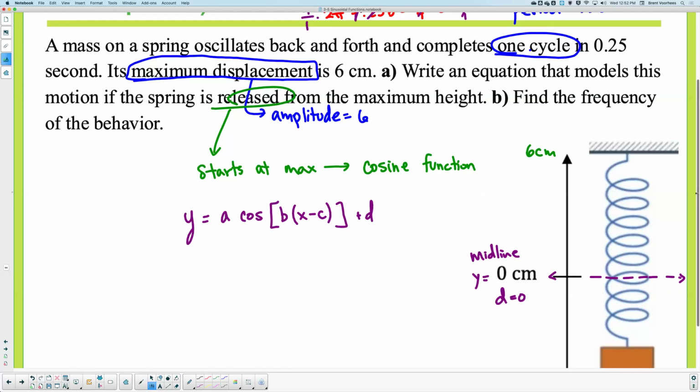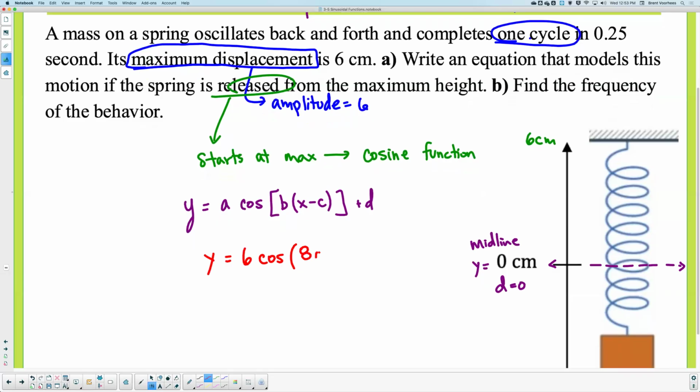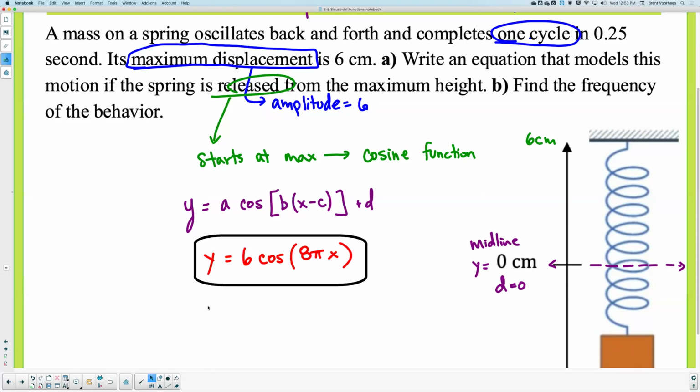So let's plug in all of our equation. Y equals, what's our a? 6 cos. Do we have a c? No shift left to right. Therefore, I'm not going to do the parentheses and the bracket, so I'm just going to do one parentheses. What's our b value? I forgot. 8 pi. So b is 8 pi times x, and d is 0. There's our answer to part A.